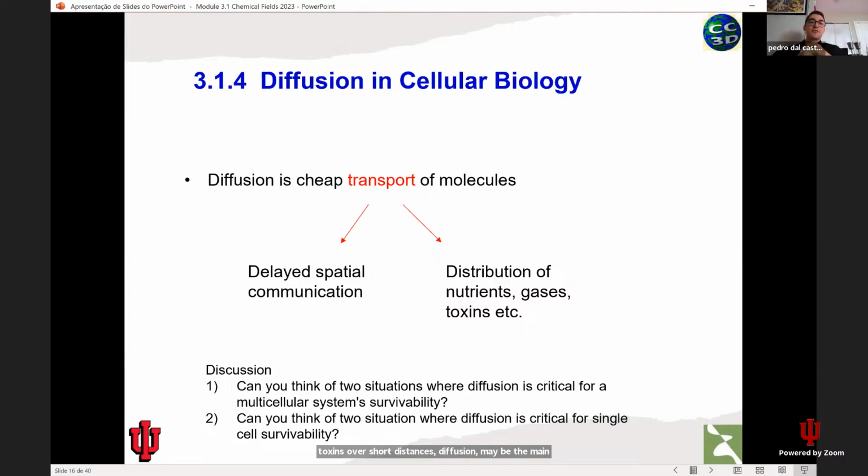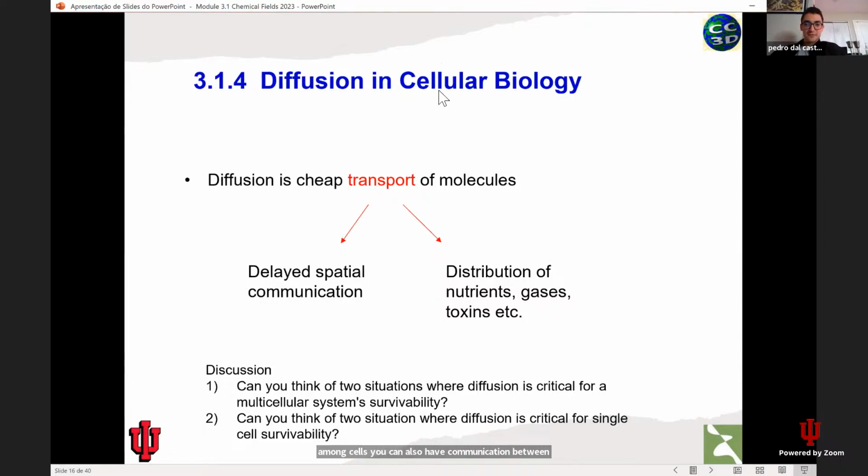On the other hand, if you want to transport nutrients from your intestine to your brain, then diffusion is not the best way, because it would take too long for nutrients to spread across your body. So diffusion is a cheap process, but it happens better in short, small scales. And besides the distribution of nutrients, gases, and toxins among cells, you can also have communication between cells.